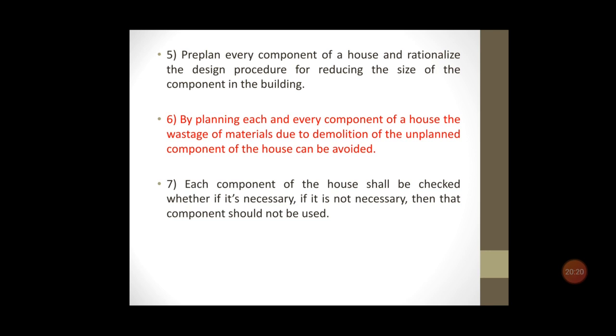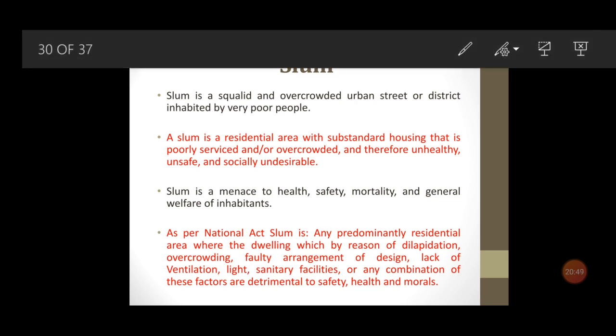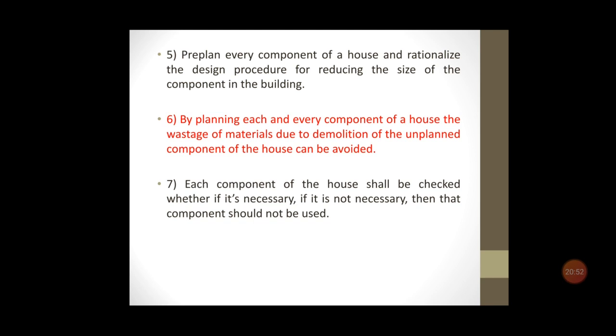Pre-plan every component of the house and rationalize the design procedure for reducing the size of components in the building. By planning each and every component of a house, the wastage of material due to demolition of unplanned components can be avoided. Each component of the building shall be checked to see whether it is necessary. If it is not necessary, then that component should not be used. These are the various points related to low cost housing, and how the cost can be reduced.